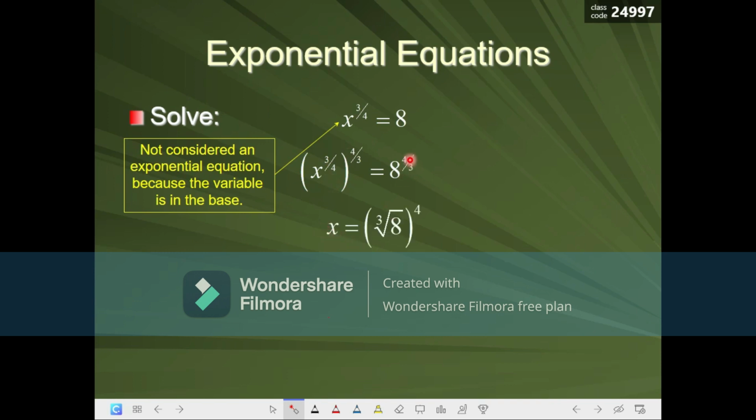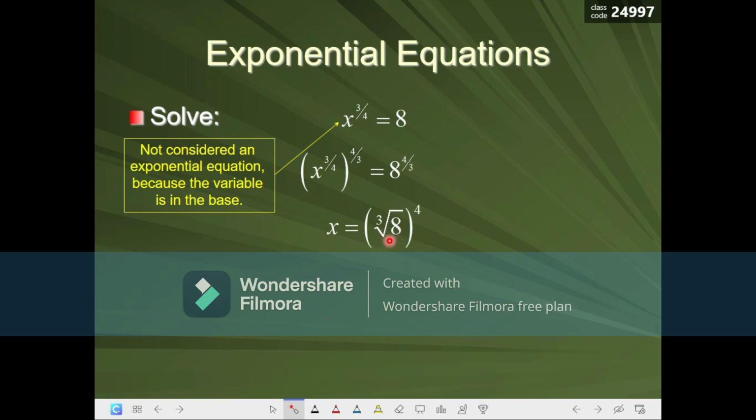And then since it's 8 to the power of 4/3, remember the denominator is automatically the index of the radical symbol. So this becomes the cube root of 8. Then the numerator of the exponent becomes the exponent of the base, or the exponent of the whole expression. Okay, so the cube root of 8, remember 8 is a perfect cube because we can think of a number that when multiplied by itself, it yields 8.